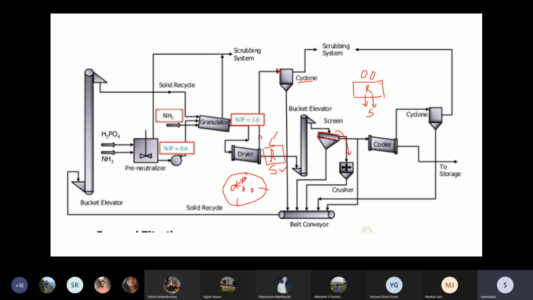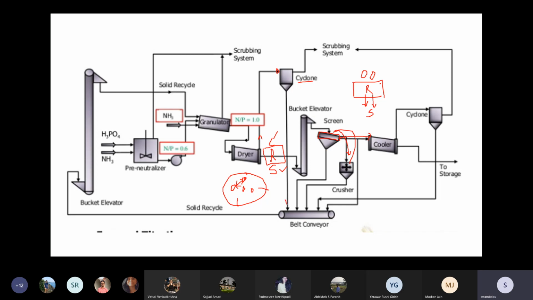So two screens are there. Whatever remains in between is the required size, and that goes to the next process. Whatever is overflowing is the coarse, and that goes to the crusher and goes back to the conveying system. Whatever is smaller size also collects in the conveying system.